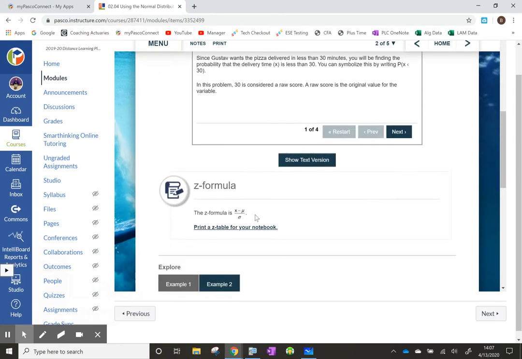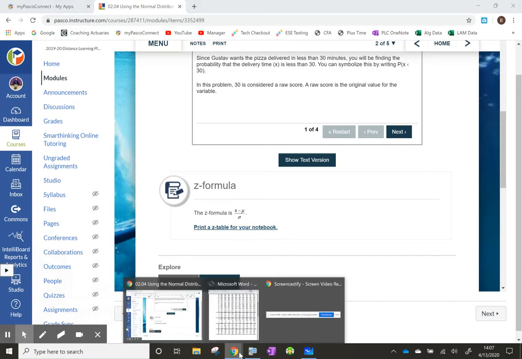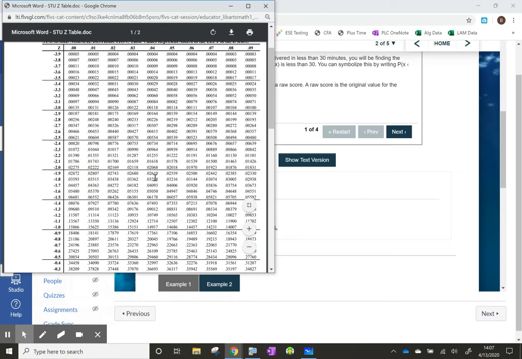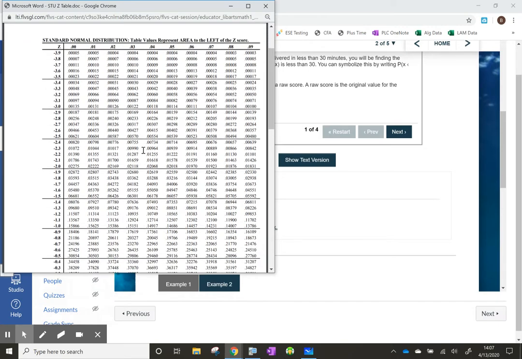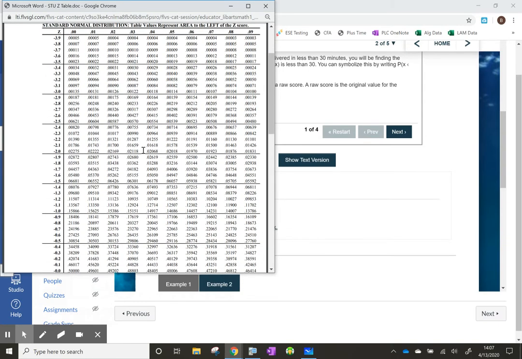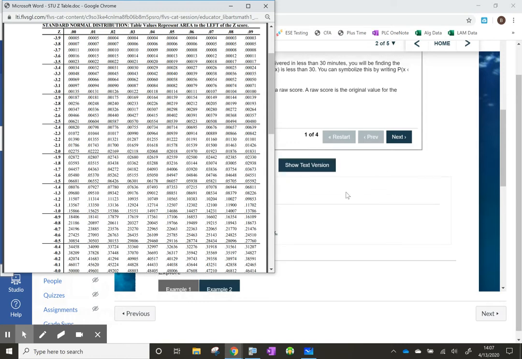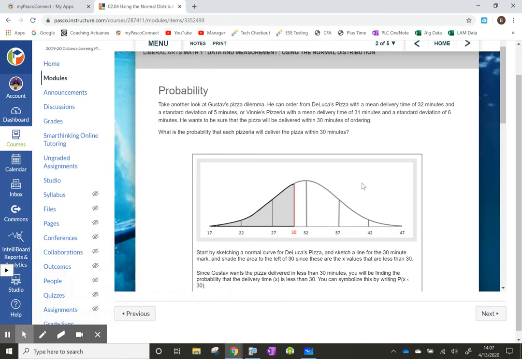There's a link down here at the bottom called a Z table for your notebook. You're going to want a copy of that. I already have it opened up here, and I'll show you how to use it. Obviously, it's a lot of numbers, but it's just a little table, just a little chart where you go looking for the number that you need. I'll tell you exactly how we're going to use that in a second.